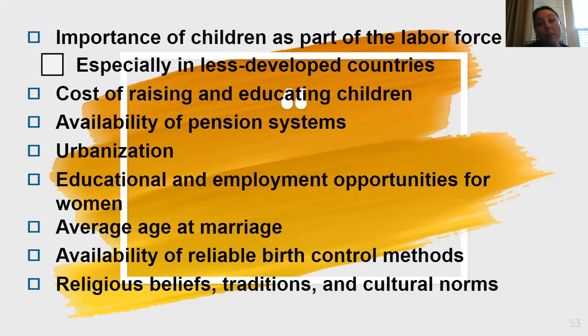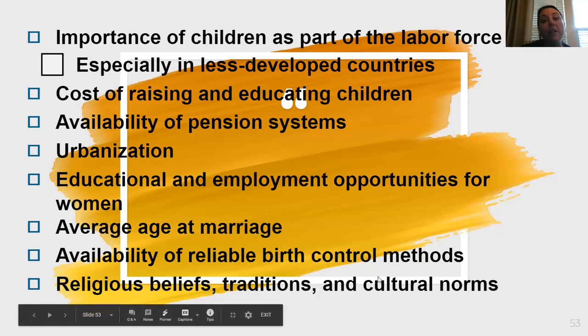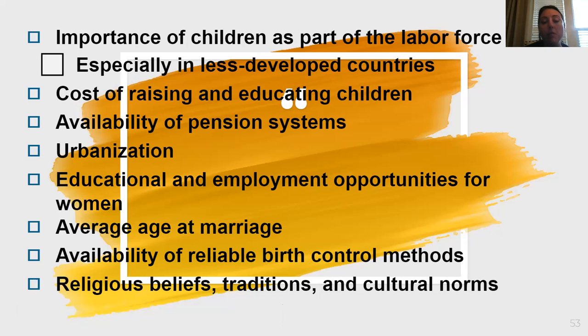And now we have a pension system, so you're getting money from the government in the form of Social Security. You don't need children in order to have somebody to take care of you when you're old. The government, via Medicare and Social Security, will help take care of old people. Some of it is urbanization. As we move into the cities, children are more expensive and not as needed because we're not on those farms.